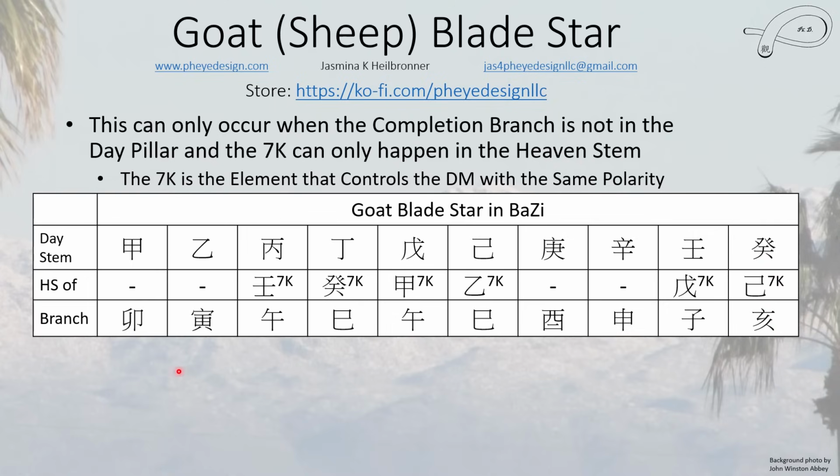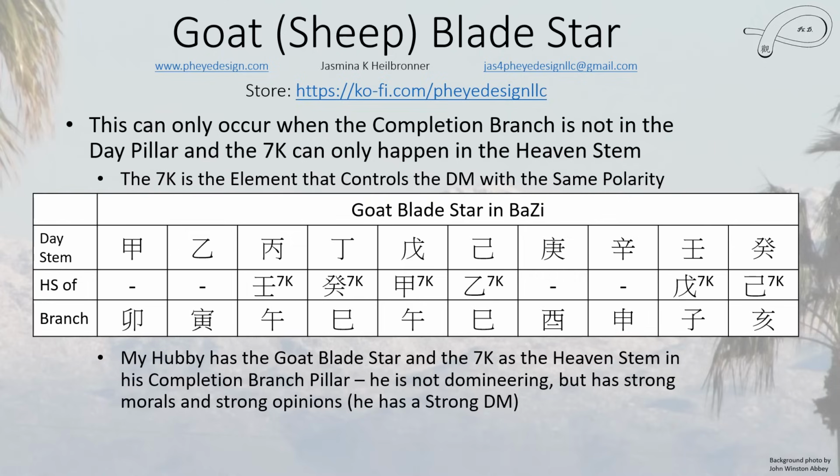Now, this means that if your day master is either wood or metal, you can't have this, because the stem has a different polarity, and so the heaven stem of the completion branch won't have the same polarity. So instead of 7K, it will be DO. But that doesn't seem to apply.